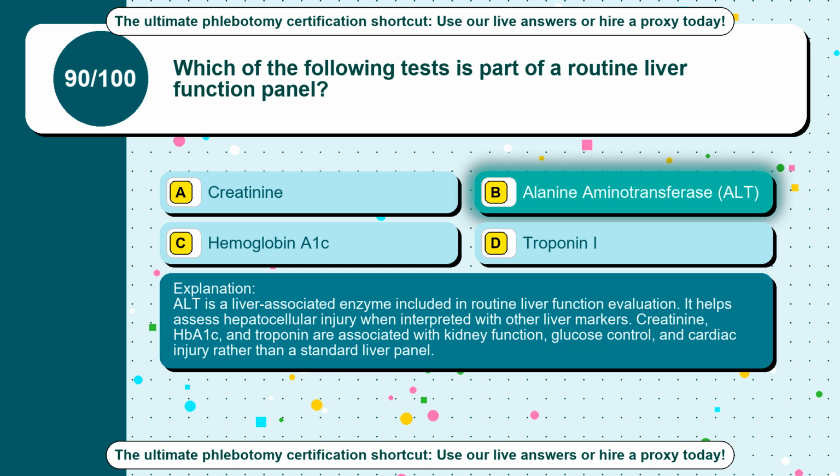ALT is a liver-associated enzyme included in routine liver function evaluation. It helps assess hepatocellular injury when interpreted with other liver markers. Creatinine, HbA1c, and troponin are associated with kidney function, glucose control, and cardiac injury rather than a standard liver panel.